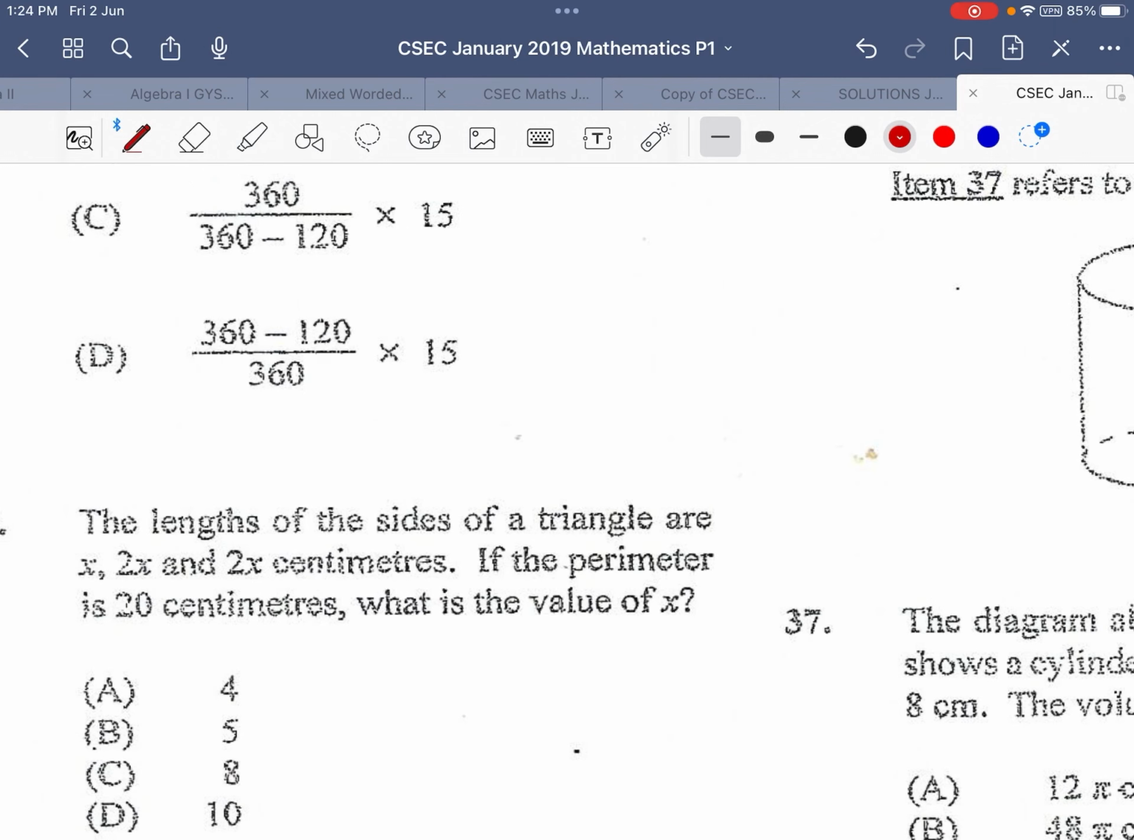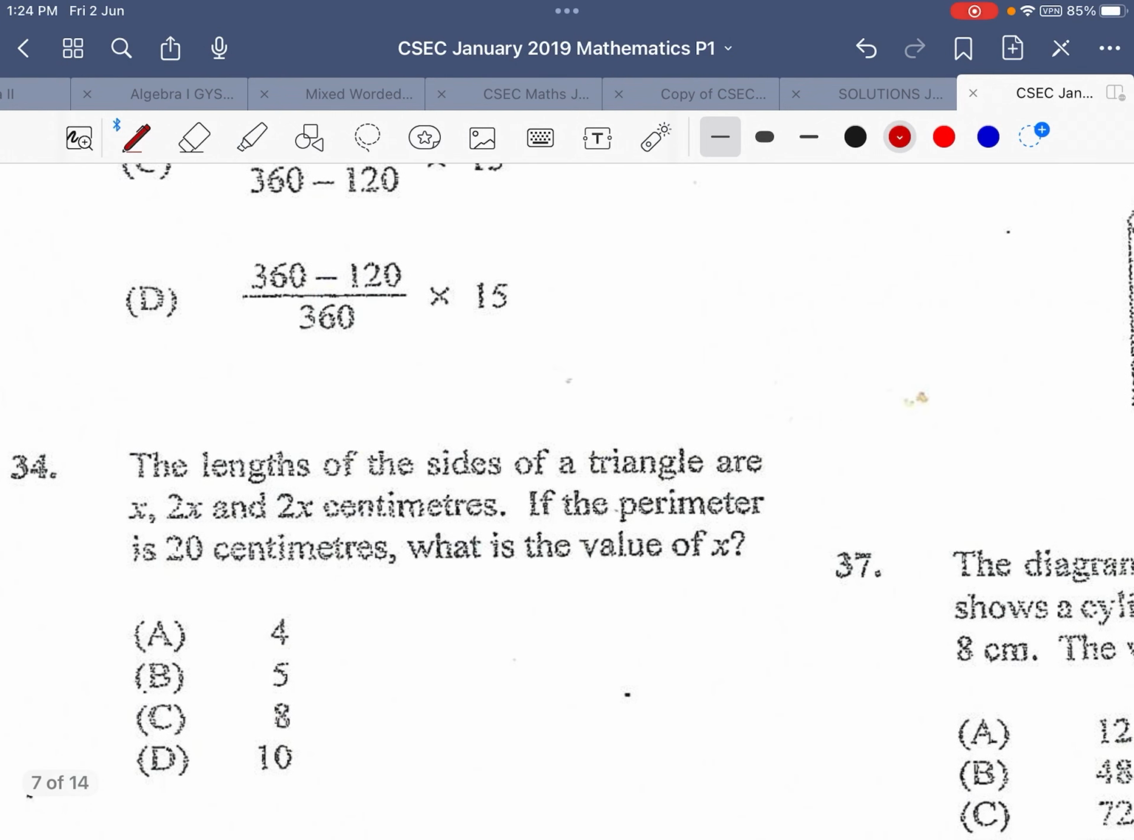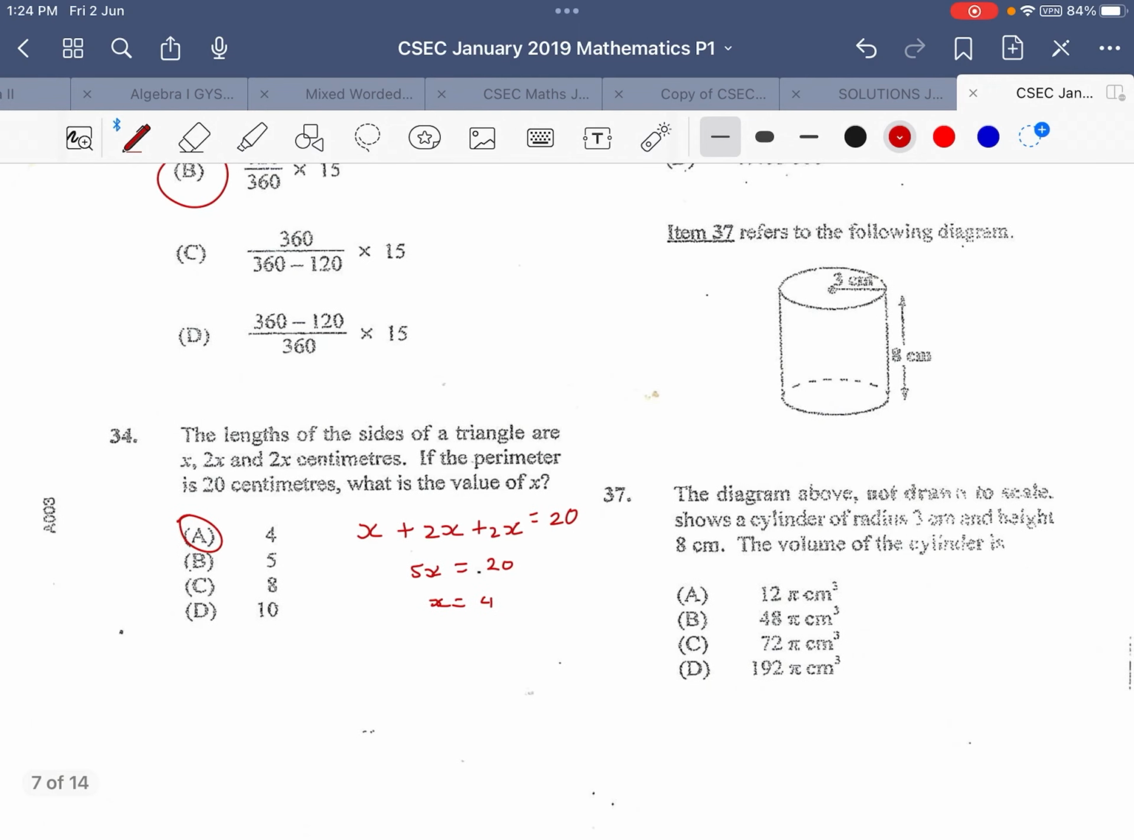Okay, next, 34. The lengths of the sides of a triangle are x, 2x, and 2x centimeters. If the perimeter is 20 centimeters, then what is the value of x? So the addition of all of the sides, x plus 2x plus 2x, is equal to 20. Right? So we have 5x when we add on the left hand side is equal to 20, which means that x now is equal to 4. Right, so this again is just algebra.